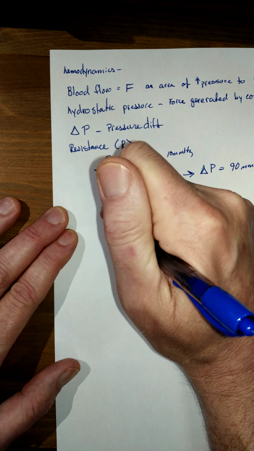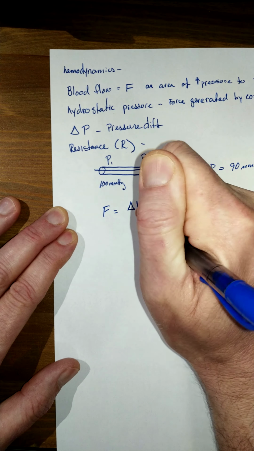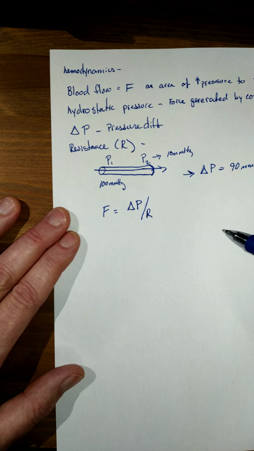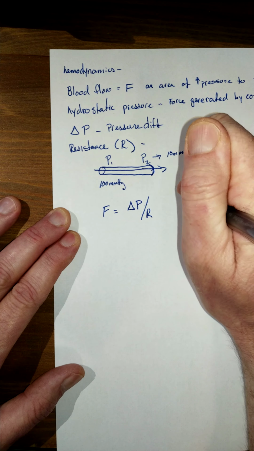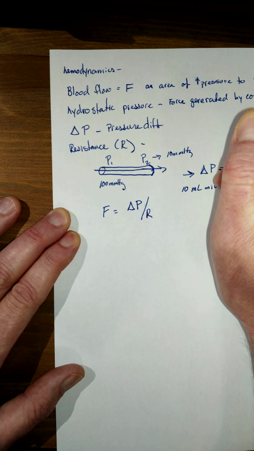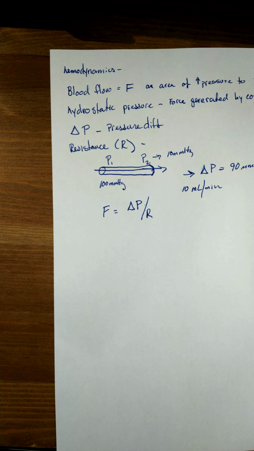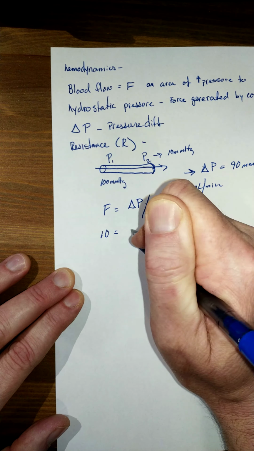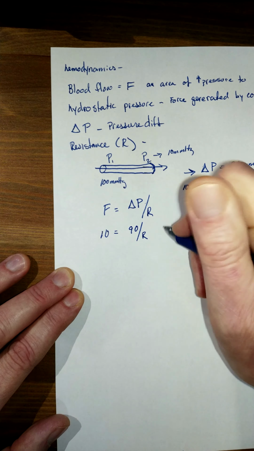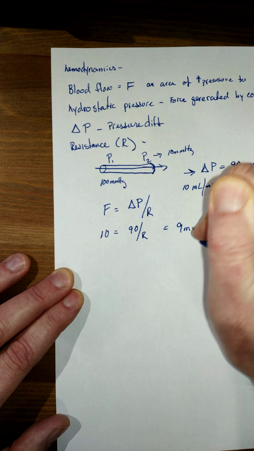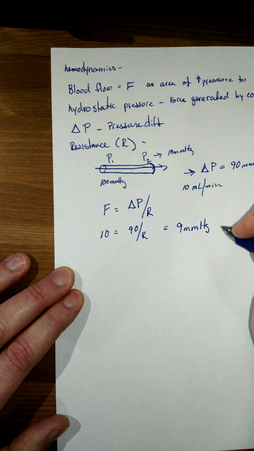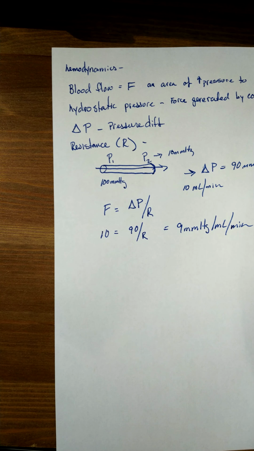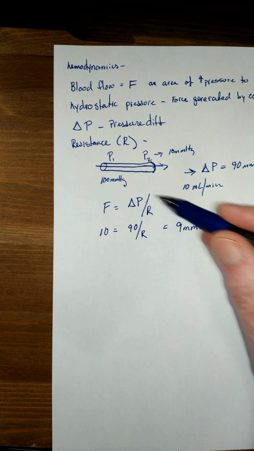And then since our flow rate is proportional to the delta pressure, the change of pressure divided by R, we know our flow rate in this case to be 10 milliliters a minute. And at that point we can calculate our resistance from there. So 10 equals 90 divided by R, so R equals 9 millimeters of mercury per milliliter per minute. Those are our units. So that's an example of how flow rate, pressure, and resistance are all related to each other.